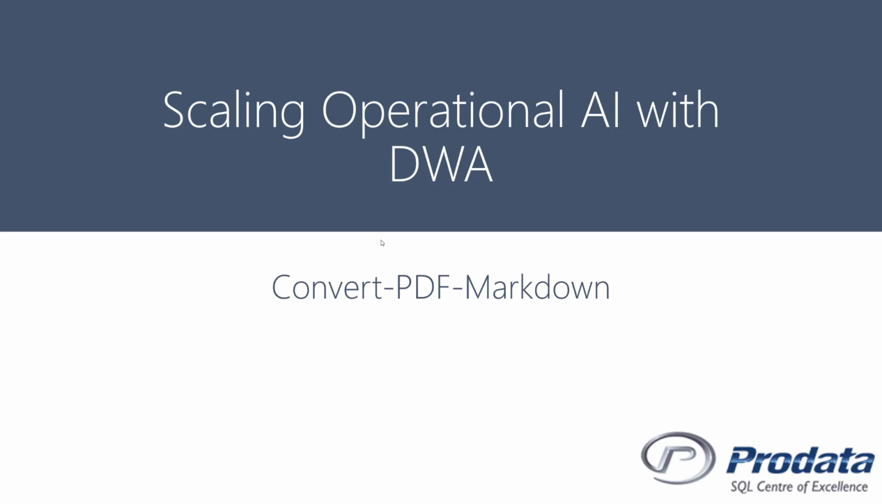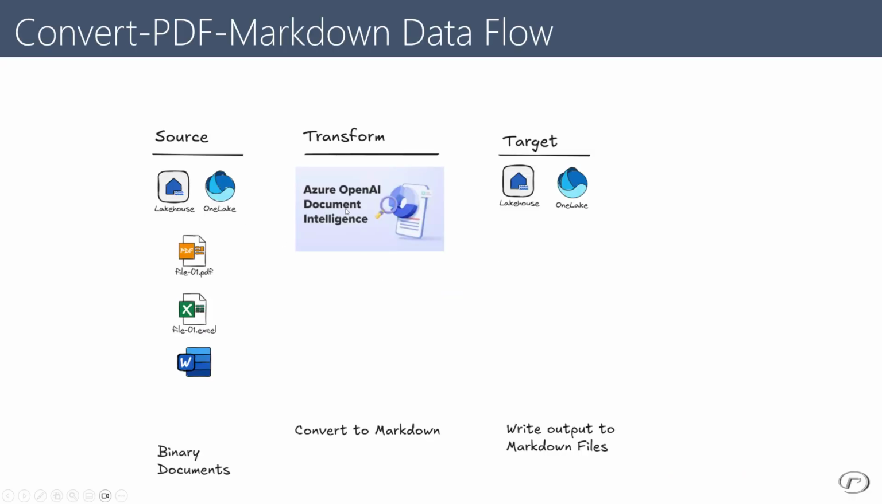So let's walk through a new AI type of template, convert PDF to Markdown. What this does is quite straightforward. It takes as a source any file that you have in OneLake. This could be a binary file that is a structured document, so a PDF, an Excel file, or a Word document are the typical things.